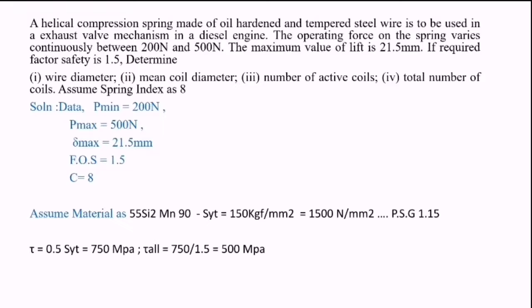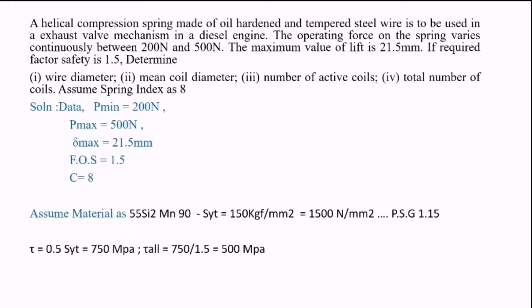The first step in design of spring is to find out wire diameter. Now as this spring is subjected to continuous varying load, I will use the relation given at PSG 7.012 for varying loads, that is 1 upon n is equal to tau m minus tau a divided by tau y plus 2 tau a divided by tau o. Now my aim will be to find out all these required values.